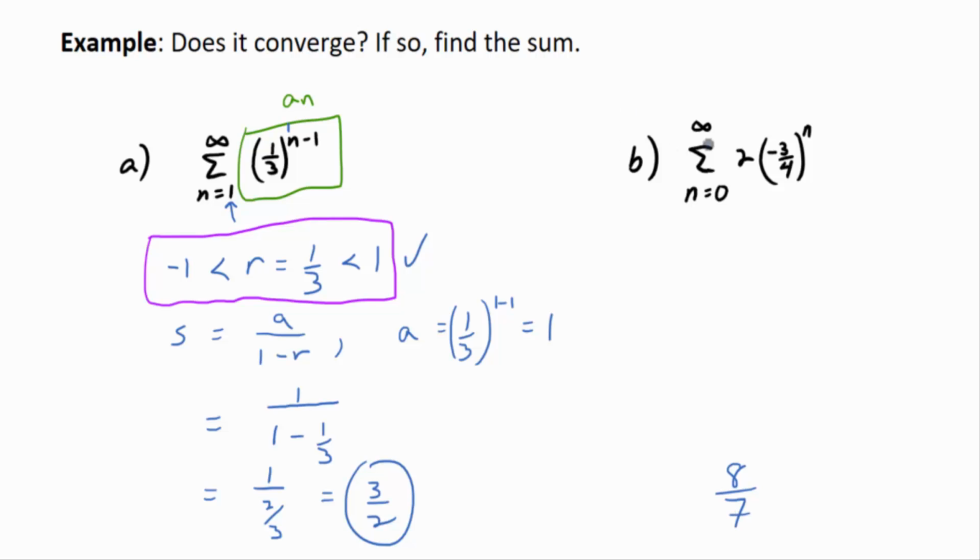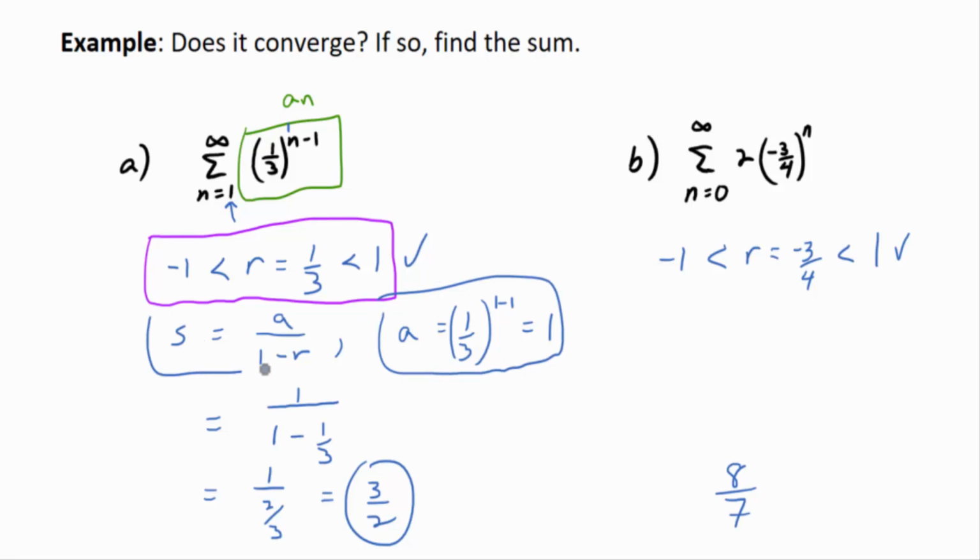All right. So what was r equal to? -3/4. And does that satisfy the condition that it lies between -1 and 1? Yep, big old check mark. What is a? You're going to need a, like we did in the last one. You're going to need a to use this formula. So what is a? 2. So yeah, you're going to plug in 0 here, which makes this -3/4 to the 0, 1. So a is definitely 2. Does everybody see that?